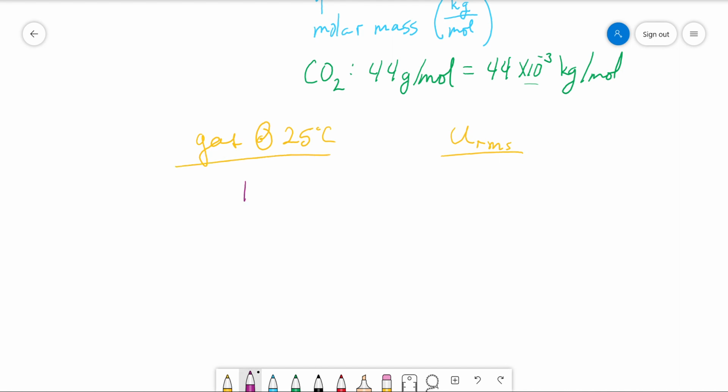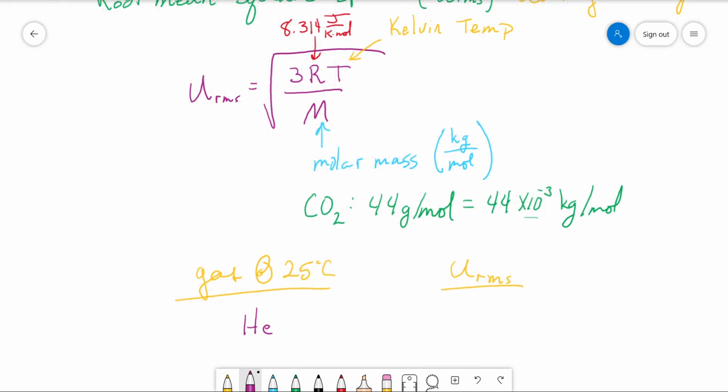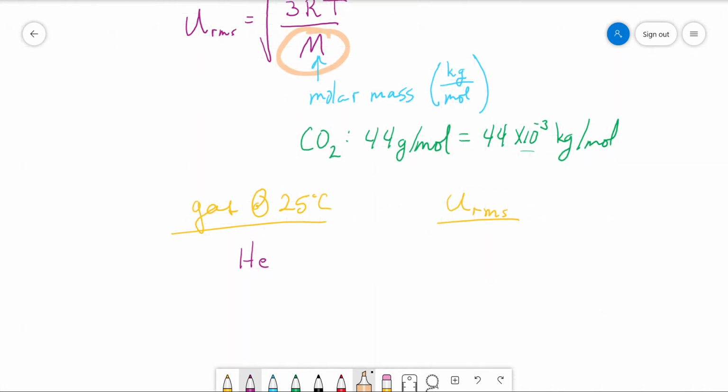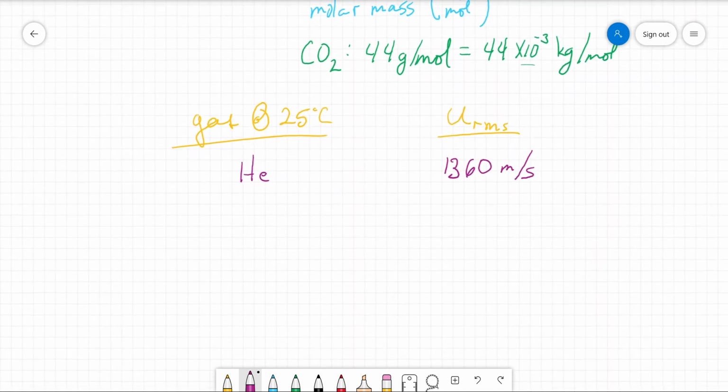So helium at 25 degrees Celsius, helium is obviously very small. Okay, so that gives us a small number here for M. So do you think we're going to have a big root mean square speed or a small one? If you said big, you're right. Okay, divided by a smaller number, that gives us a bigger answer. And that is about 1360 meters per second. Which, if we double that, that'll give us a pretty good idea of miles per hour. So, what, 2,600 miles per hour or something like that. Think about that, 2,600 miles per hour. That is really, really fast.